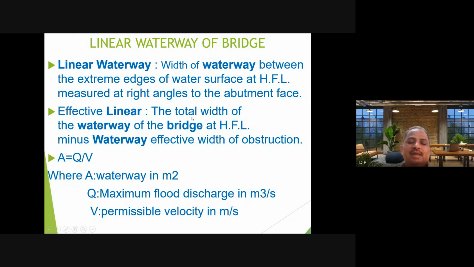Effective linear waterway: the total width of the waterway of the bridge at HFL minus the obstructed waterway. So these are the calculations. Discharge Q is equal to AV. Based on that, you can calculate A.